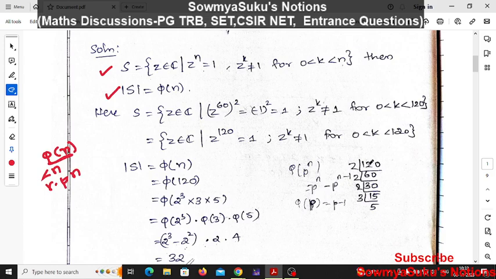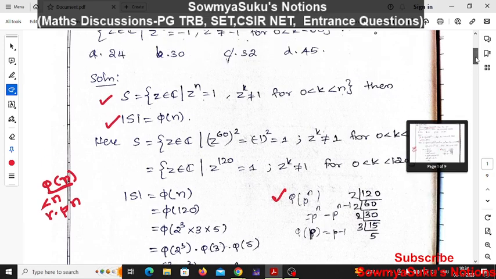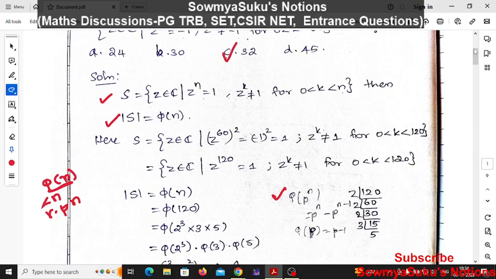So you can write 120 in this form, that is 2^3 into 3 into 5. So all are prime. So phi of 2^3 into phi of 3 into phi of 5. So for phi of 2^3, you can use this one: phi of p^n is equal to p^n minus p^(n-1), where p is prime. Use this one, you will get this. Then phi of 3, which is 2, because phi of a prime number is equal to p minus 1. So 3 minus 1 and 5 minus 1, that is 4. So you are getting 32. So option C is the right one.